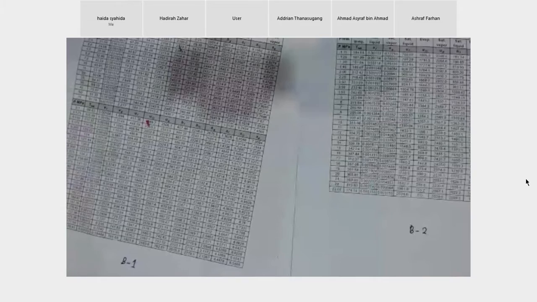So the below one is A1, A2, B1, B2. So A1, A2 and B1, B2 are the same table, but the difference is that A1 and A2 start with temperature, but B1 and B2 start with pressure. So that's the difference. Okay.